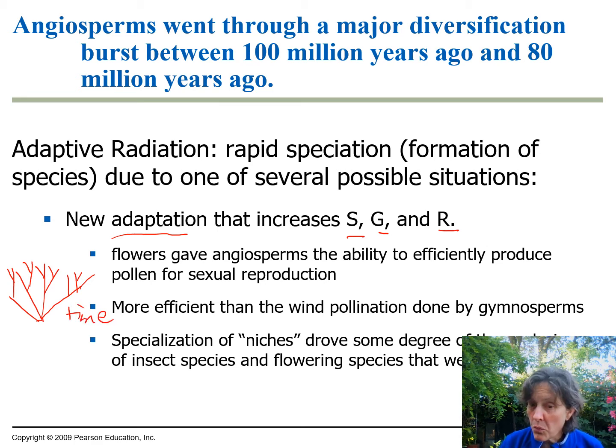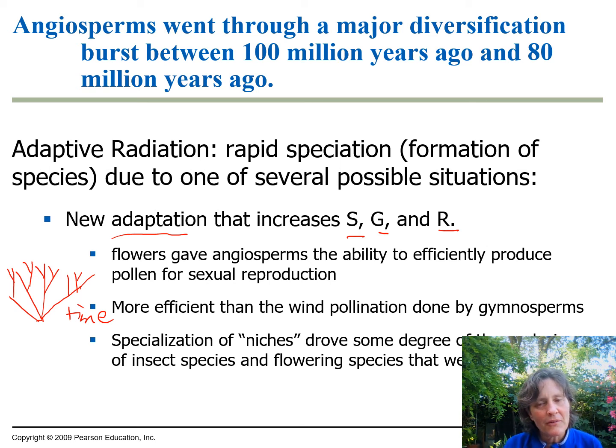So what was this adaptation that gave flowering plants the ability to radiate adaptively to make so many new species? Well, a very good hypothesis is that flowers were the structure that arose that enabled them to really diversify. Flowers mean that pollination is way more efficient, because you can direct your pollen to a certain pollinator that will then carry it to the next flower.